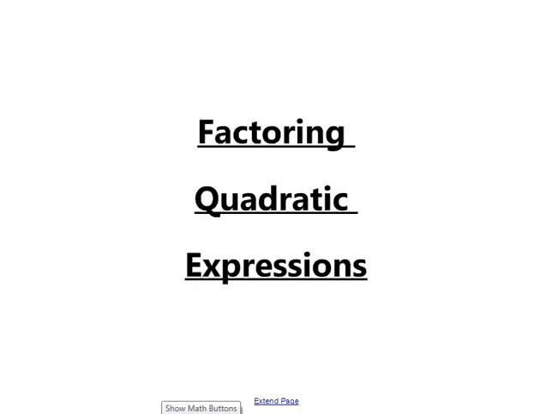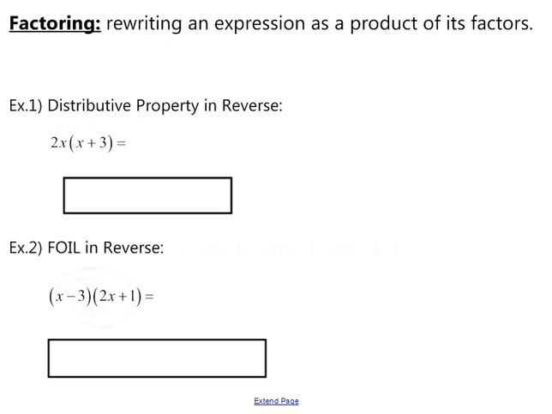Factoring quadratic expressions. Factoring is when we rewrite an expression as a product of its factors. So, for example 1, if you look at a problem like this, you would naturally do the distributive property. So we would multiply the 2x times x to get x squared, and the 2x times 3 to get 6x. Factoring would be the distributive property in reverse.